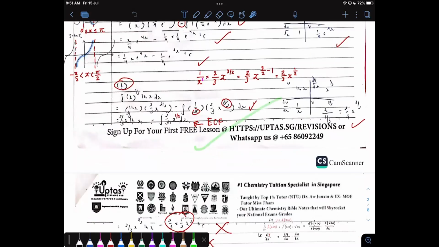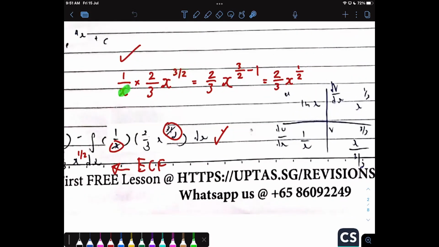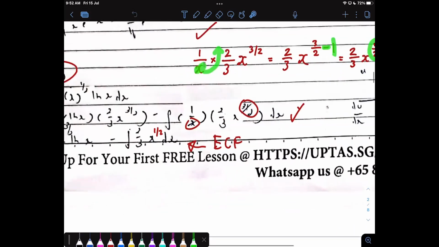Something went wrong. Over here, it shouldn't be a x at the denominator times x power 3 over 2. I think your algebra got a mistake. x power 1 here, x power 3 over 2. If you bring the x power 1 on top, it becomes minus 1, right? So 3 over 2 minus 1. It's actually positive 1/2. Correct or not? But over here, you left out a 1/2. You see that?